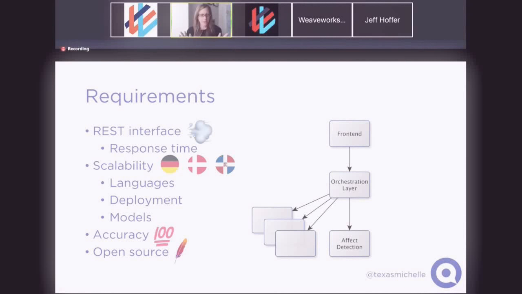So when I joined the company, I set out to build this affect detector, and I came into a really well-organized system. It's a typical microservices architecture where there's a front end and a bunch of microservices, and then an orchestration layer in between that coordinates activity between all of those different services. And so what I was looking to build was just a separate microservice, just like all of the others, but that could do all these specific things. It had to sort of fit in by providing a REST interface that this orchestration layer could talk to.